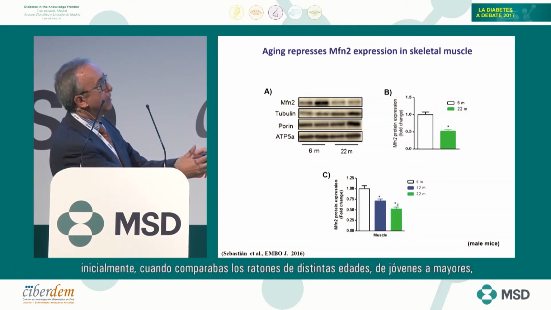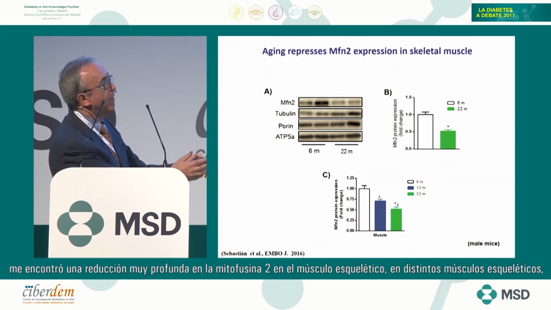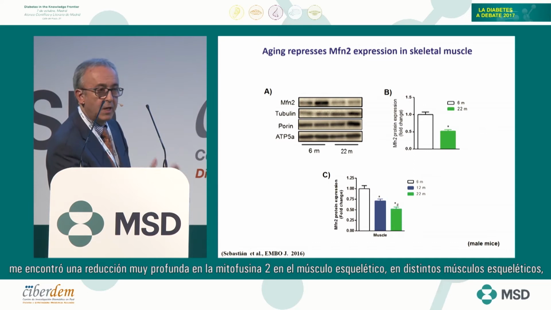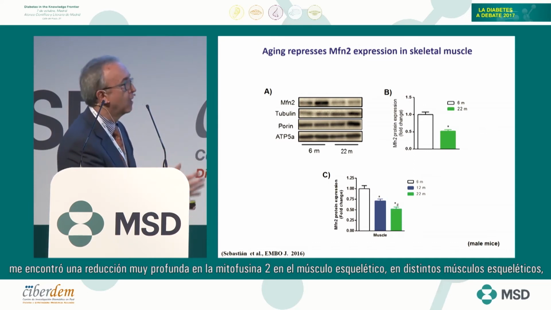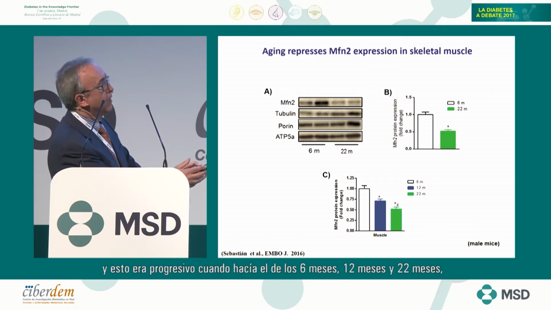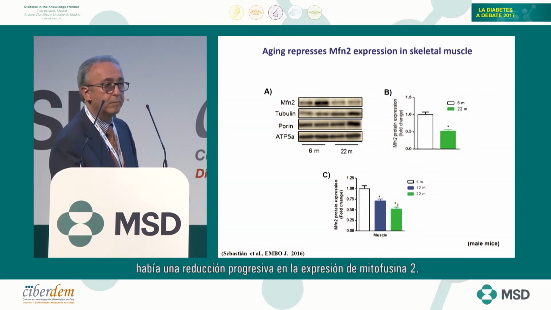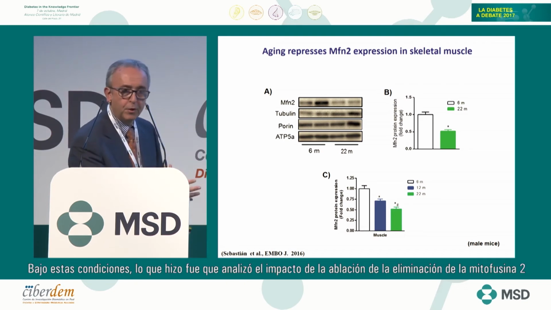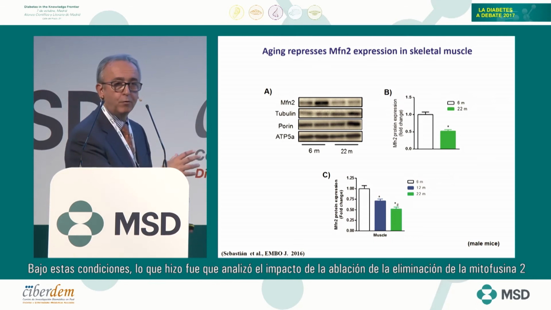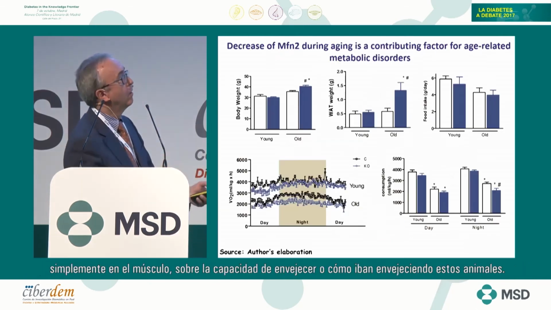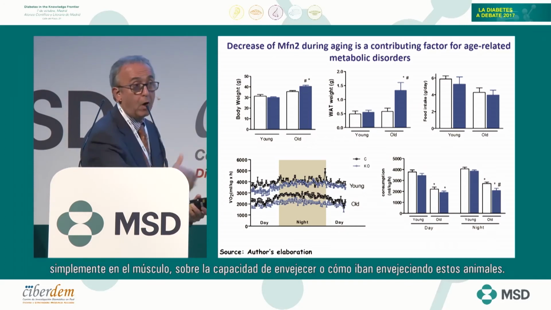Initially, when he was comparing 6-month-old mice and 22-month-old mice, which are really old mice, he showed a very substantial, very profound reduction in mitofusin 2 protein in skeletal muscles, in different skeletal muscles. And this was progressive. So when he was doing 6 months, 12 months, 22 months, there was a progressive reduction in mitofusin 2 expression. Okay, so under those conditions, what he did is he analyzed the impact of eliminating mitofusin 2 just in muscle on the capacity to age, or how these animals were aging.